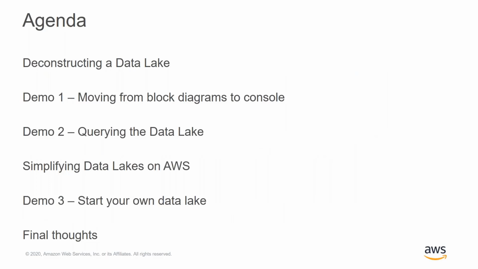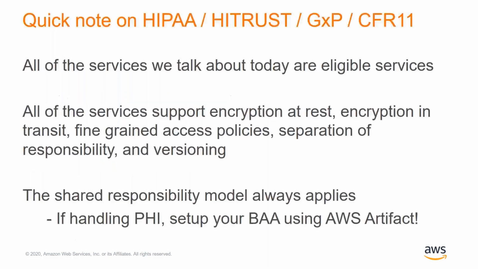So the quick agenda, we're going to talk at the high level block diagram concepts of a data lake, emphasizing both what a data lake is and also what it isn't. Then we're going to try to move straight from those block diagrams into something real inside the AWS console. We're then going to try to pull some value out of that, show you how you actually query that data lake and pull some value out of it. And then finally, we'll wrap up by showing you some of the things that we're doing to simplify data lakes on AWS, and we'll wrap up with some final thoughts in a demo of showing you how you can get started today playing around with some of these tools.